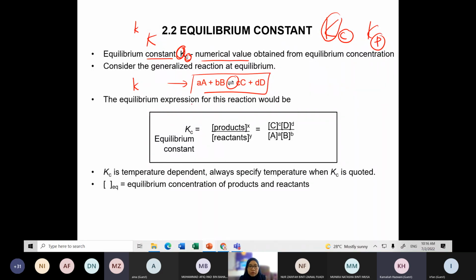So the equilibrium expression for this reaction would be Kc is equal to the concentration of product raised to a power of X over the concentration of reactant raised to a power of Y. So what are the product and what are the reactant? With respect to the equation that we have, the product that we have is C. So don't forget the bracket, and then raised to a power of c. The small letter c here represents the coefficient.